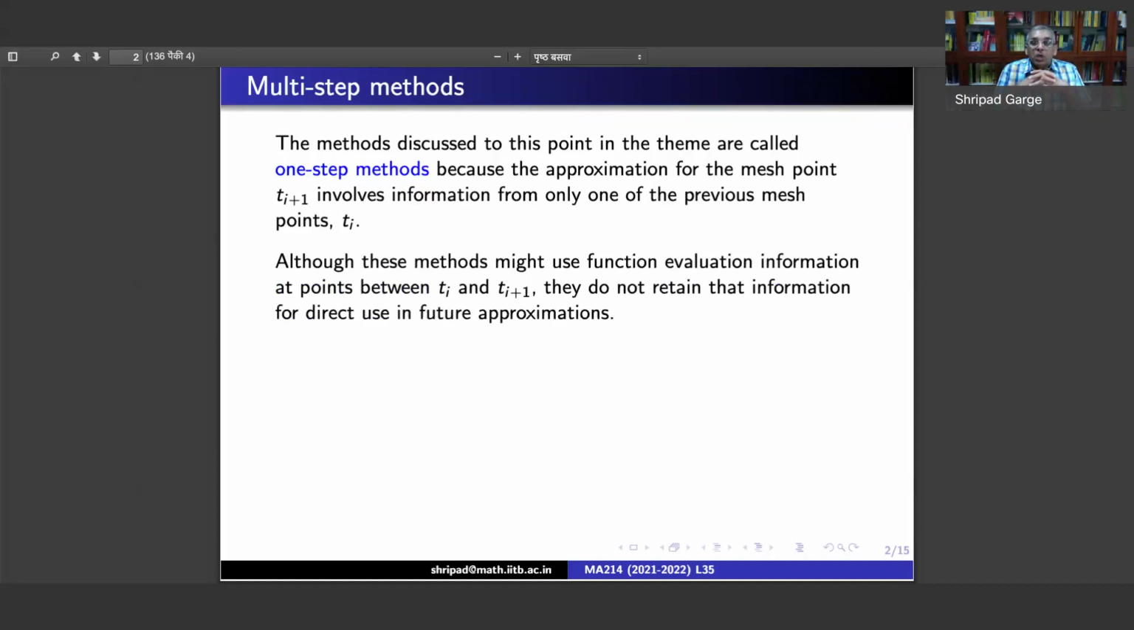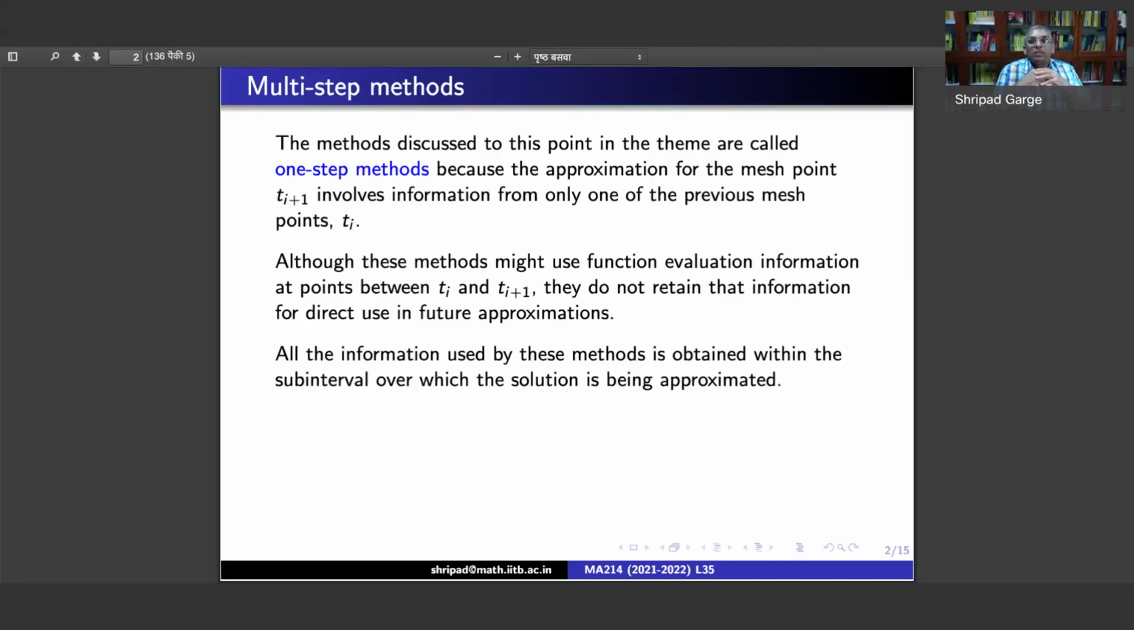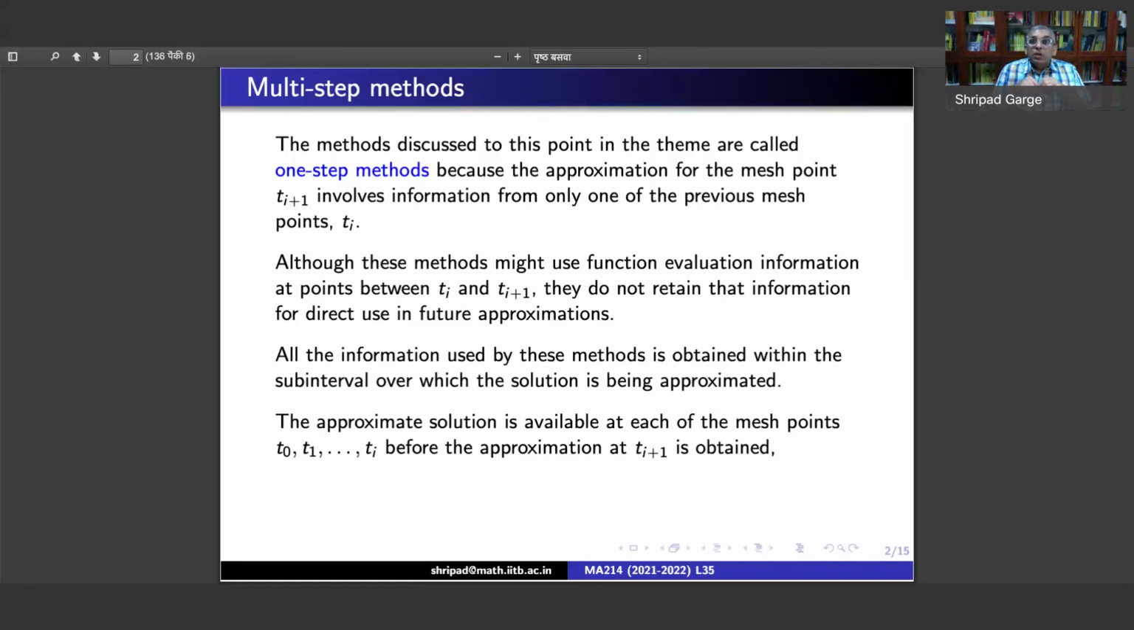Although function evaluation information at various points will be used, we will not retain this information when we go for the next approximation. When you go to Ti plus 2, you would forget everything about Ti and concentrate only on Ti plus 1. That's what typically happens. So all this information used by these methods is obtained within the subinterval over which the solution is being approximated. The approximate solutions for all the previous ones is available.